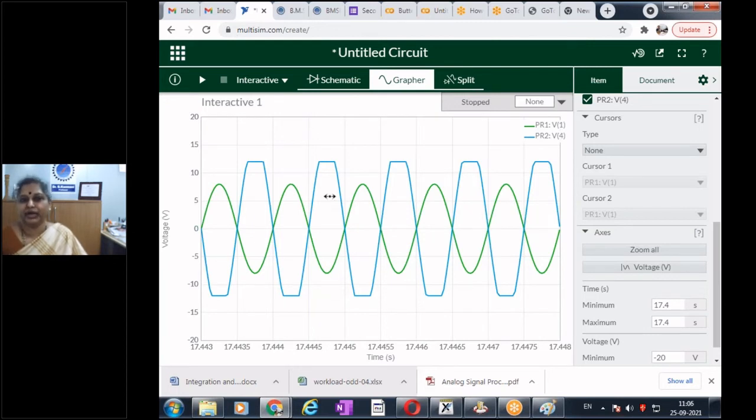It got clipped by what is the maximum voltage? If you see here, the voltage is 12 volts. The clipping value is 12 volts. And what is the negative value? It's clipped to -12 volts.